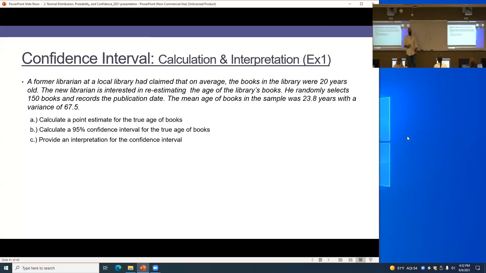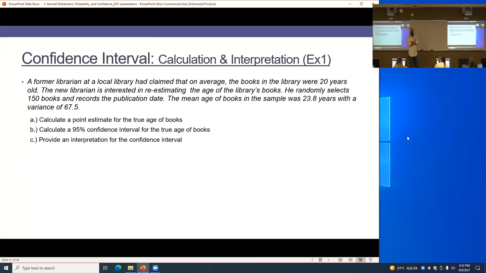Okay, so first off, Basha, calculate a point estimate for the true age of books in the library based on the information provided. What's our point estimate for the true age of the books in the library? What's our best guess? 23.8, absolutely right. What about 20? Why isn't 20 our best guess? What's that?